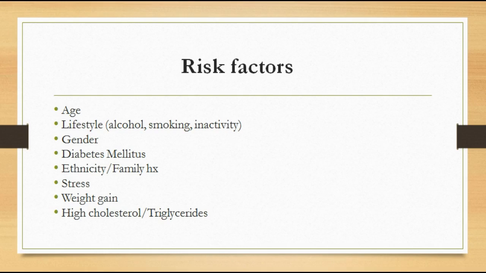Number four, diabetes mellitus, the one we call sugar disease. When we have that, it creates pressure in the arteries. Ethnicity, family history. There are families in which, from their parents and grandparents, that generation, they have high blood pressure. That does not mean that you cannot do something about it. It's just that it's in the family. Stress, when people go through a lot of stress, emotional, physical, whatever it is. Weight gain and high cholesterol and triglycerides.